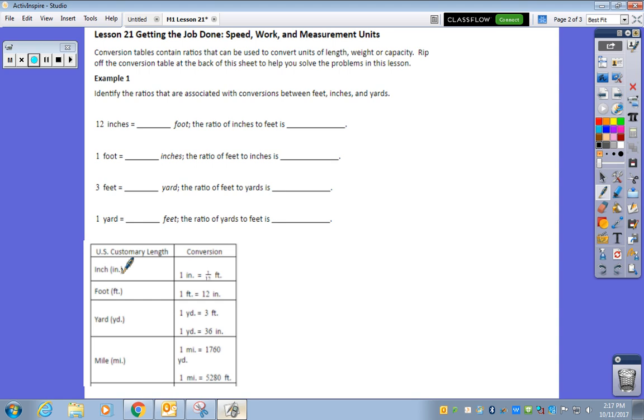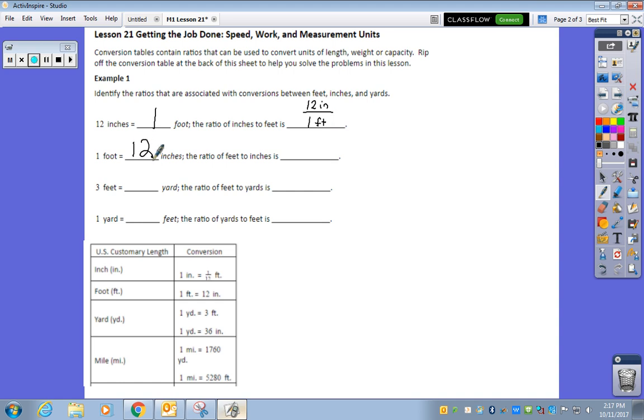The first problem says 12 inches equals blank foot. If we look, we can come to feet, and we can see that 1 foot equals 12 inches. So I would put 1 here. The ratio of inches to feet is going to be 12 inches to 1 foot. I'm going to write that as 12 inches over 1 foot, just so I'm getting in the habit of using a labeled fraction, because we are going to want to use equal labeled fractions to solve these problems.